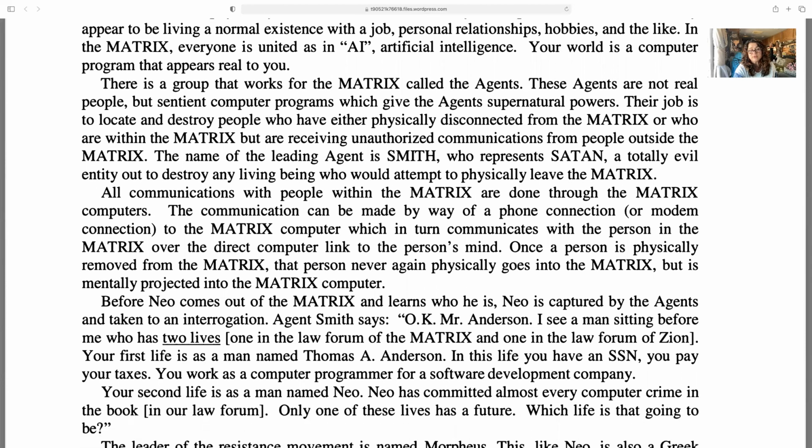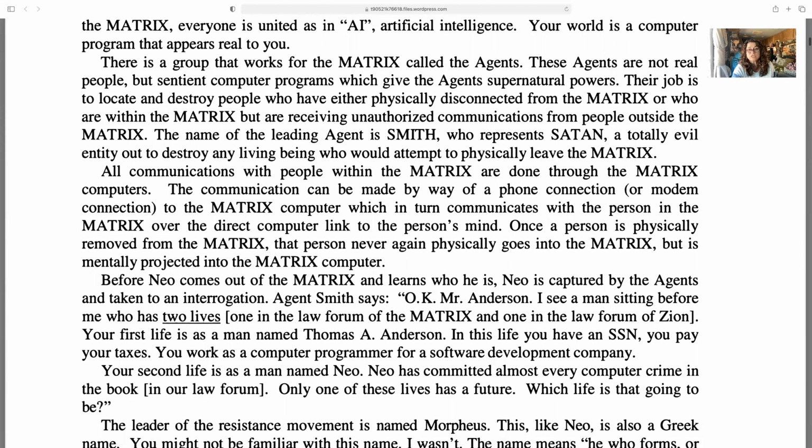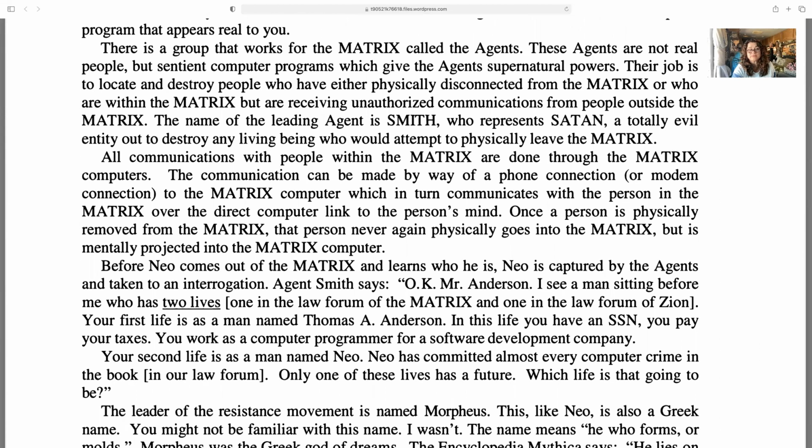All communications with people within the matrix are done through the matrix computers. The communication can be made by way of a phone connection or modem connection to the matrix computer, which in turn communicates with the person in the matrix over the direct computer link to the person's mind. Once a person is physically removed from the matrix, that person never again physically goes into the matrix, but is mentally projected into the matrix computer.